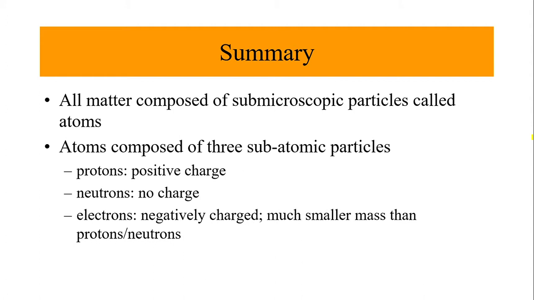So at the beginning of the 20th century, here's what scientists had arrived at. That all matter was composed of submicroscopic particles called atoms, and the atoms were composed of three types of subatomic particles. Protons that have a positive charge, neutrons that have no charge, and electrons that are negatively charged and much smaller in mass than both protons and neutrons.